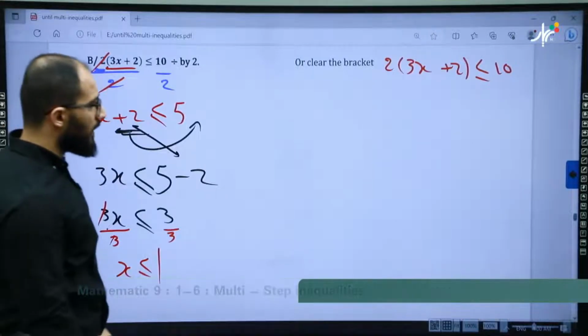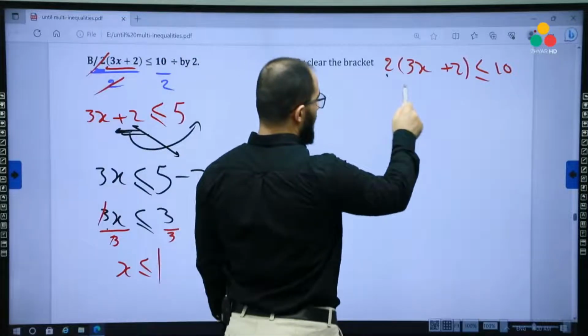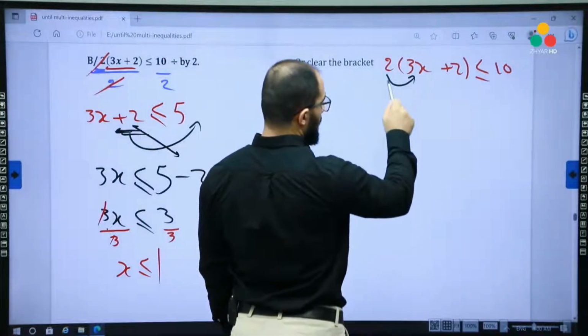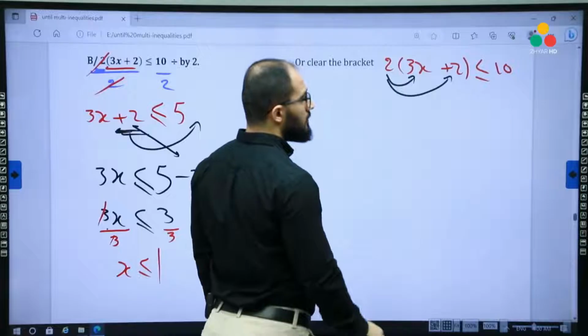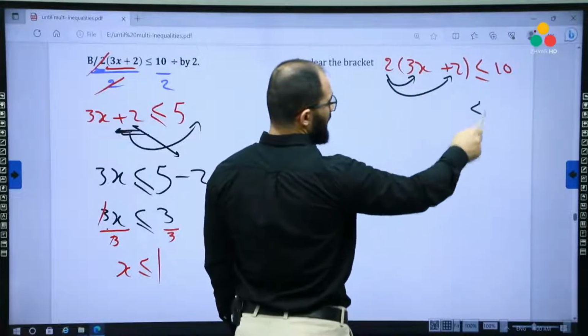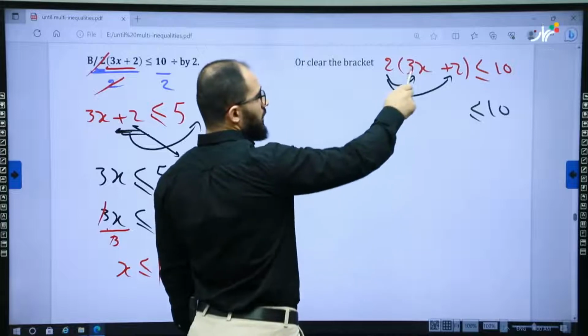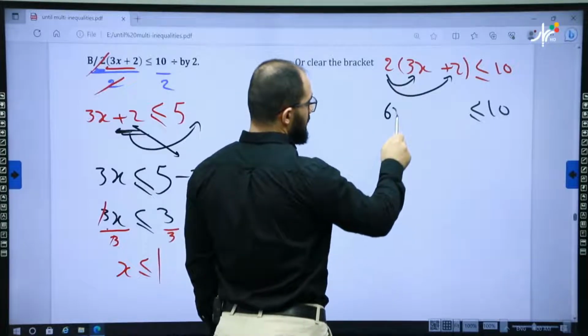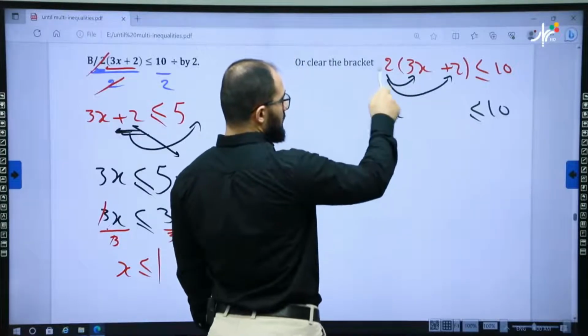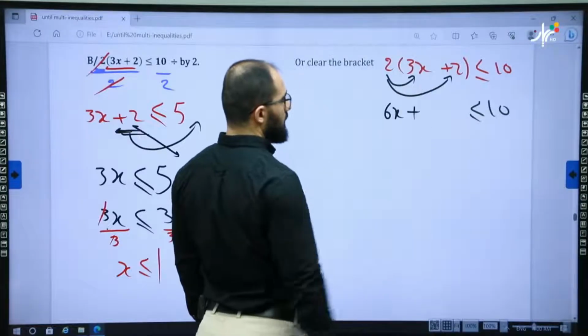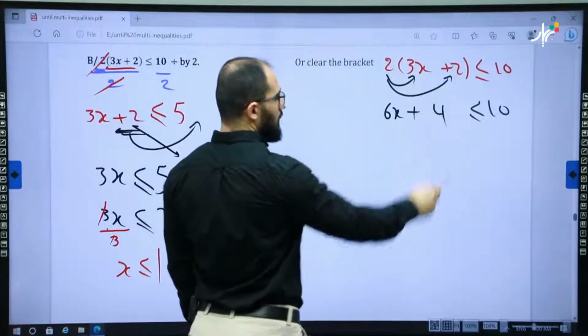So let's clear the bracket. 2 times 3x plus 2 times 2. First, write the other side as it is, because we don't need it. 2 times 3x, it is 6x. Positive times positive, positive. 2 times 2, 4.